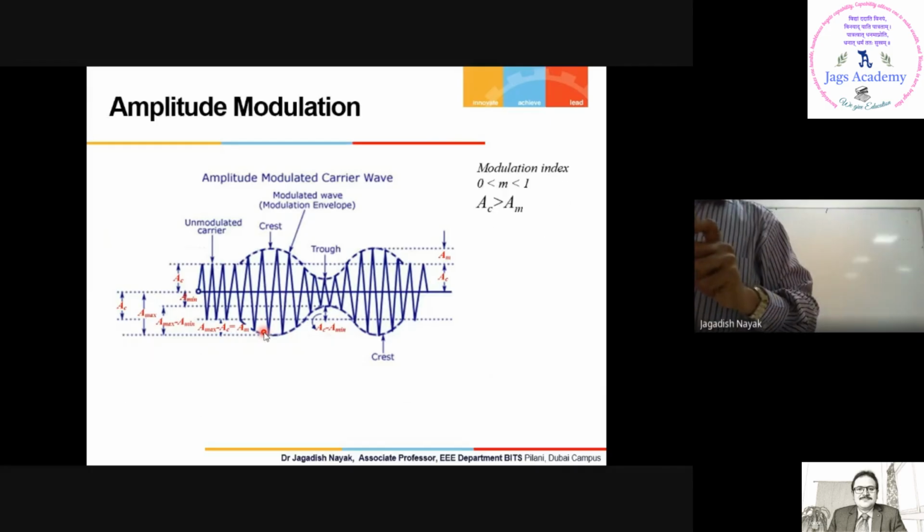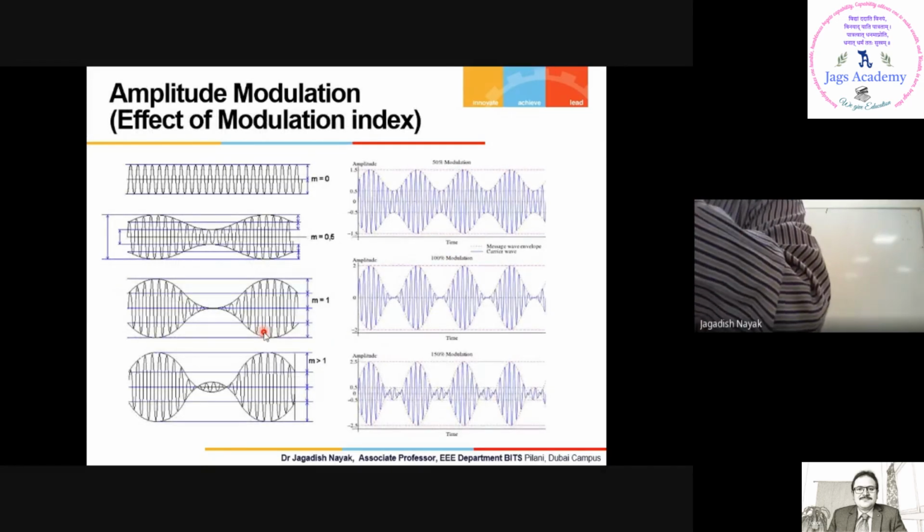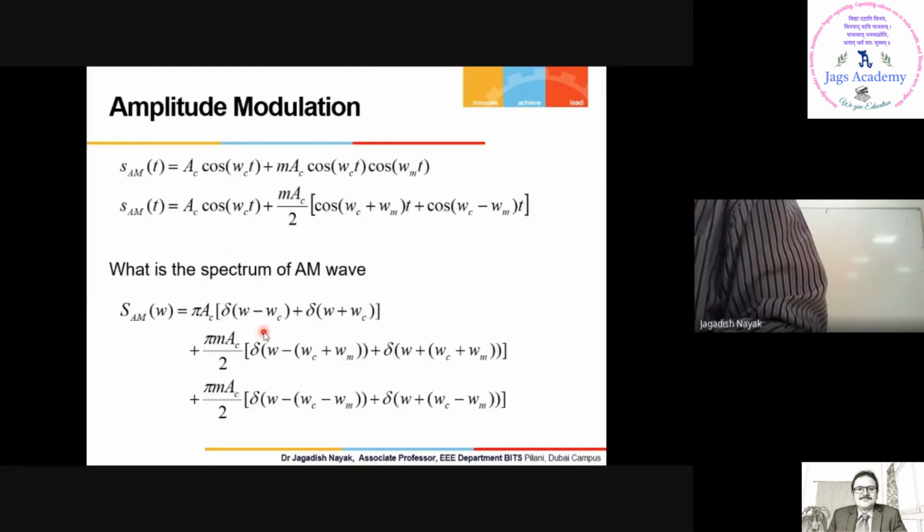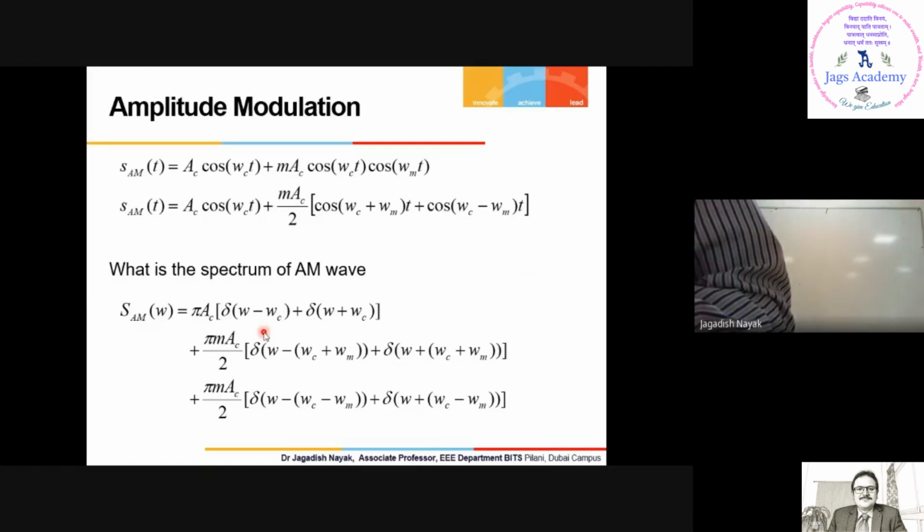Now, based on the value of m, we get different types of modulation. When m is equal to 0, what happens? You get only carrier, yes or no? If you come to this equation also, suppose m is equal to 0, what is S_AM of t? S_AM of t is equal to Ac cos omega c t, which is just a carrier signal.